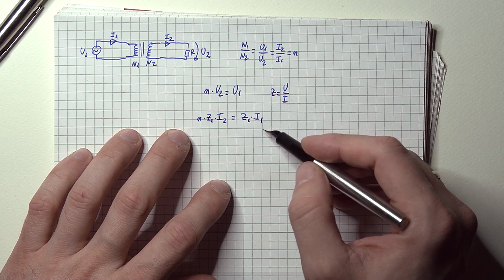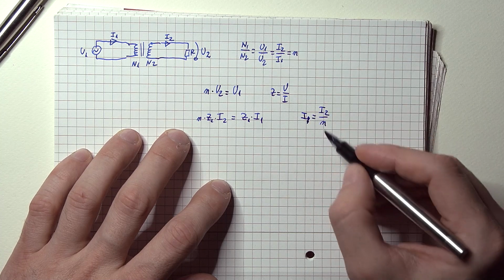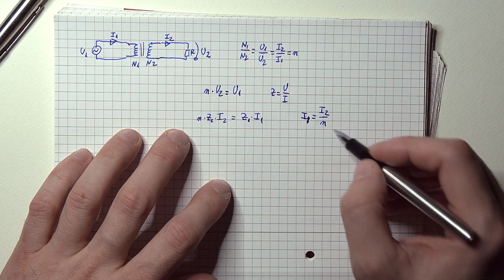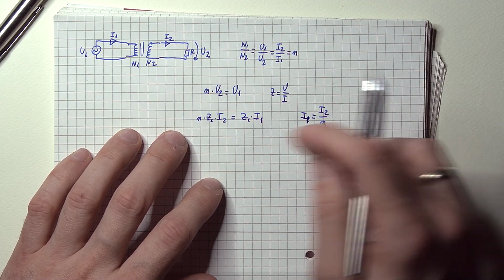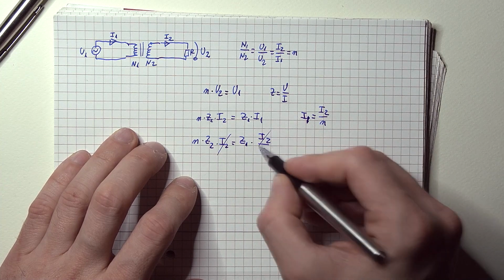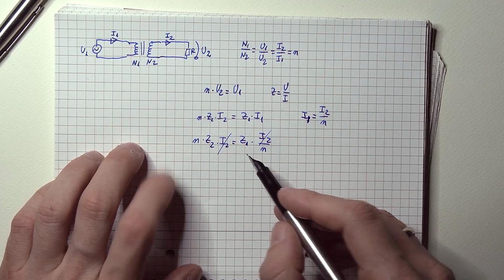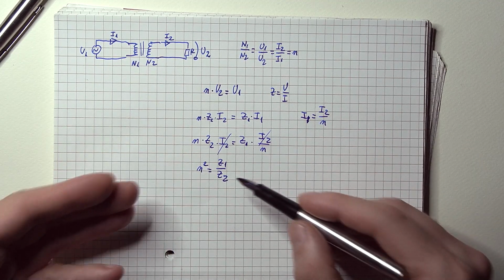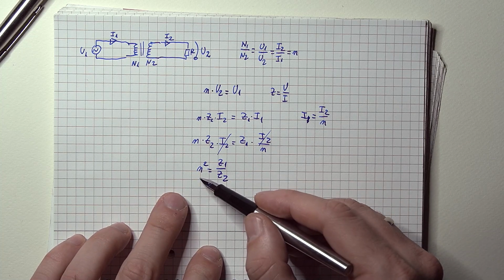Now, regarding these currents, we can again turn back to our initial relationship and say that the primary current is equal to the secondary current divided by the turns ratio, and we can take this and put it into our previous equation. Now we can simplify a few terms and then move all of the n's to one side and all of the impedances to the other. So what we end up with is the relationship between the impedance ratios and the turns ratios.